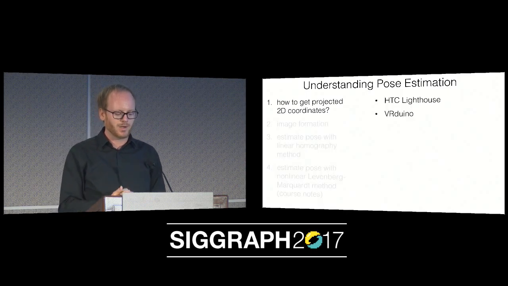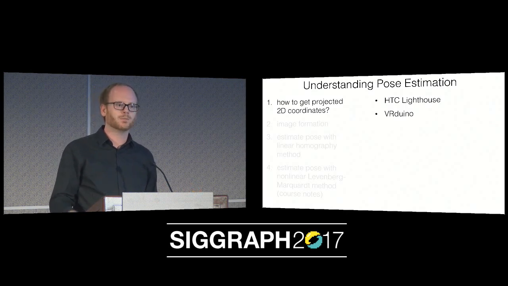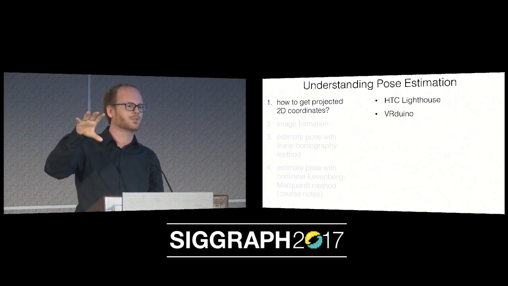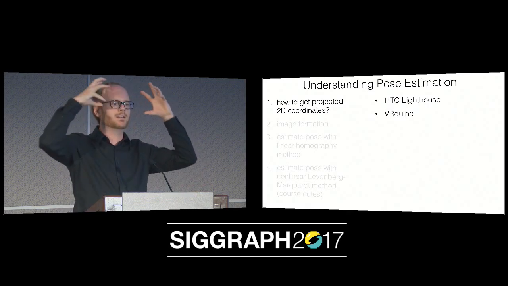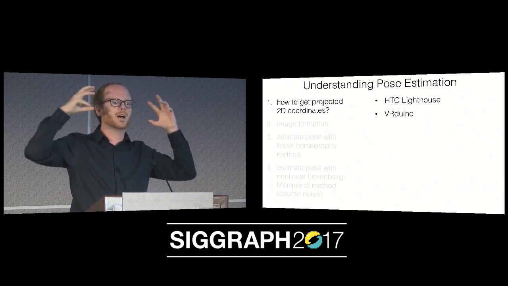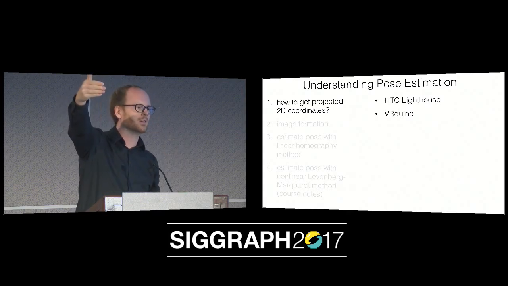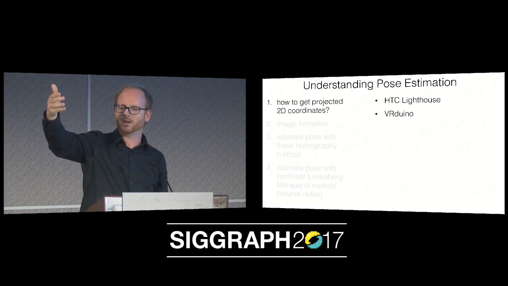So let's talk about how we get the projected 2D coordinates. In a lot of optical tracking systems, you just have a camera and these LEDs or some retroreflective marker or something else, and you just do some image processing to find the center coordinates of these things in your camera image. We're going to be using the HTC Lighthouse, and in this case, it's going to be slightly different. The Lighthouse actually doesn't have LEDs on the device. It has photodiodes that record light on the headset, and instead of an external camera, it uses a projector. The projector is called the base station, and you can see one right there.